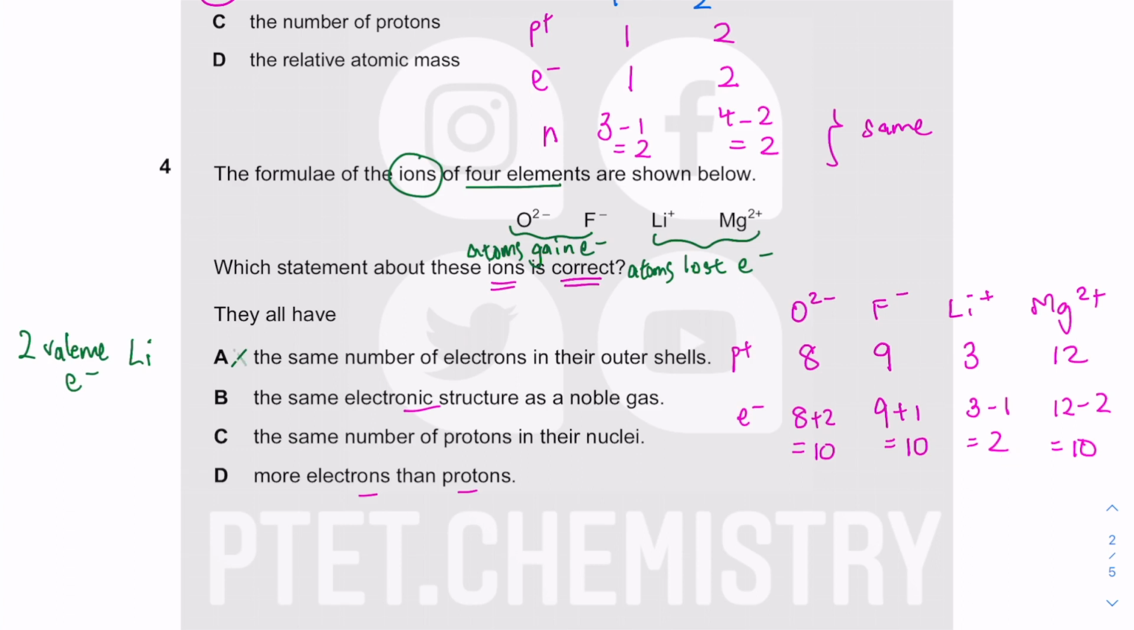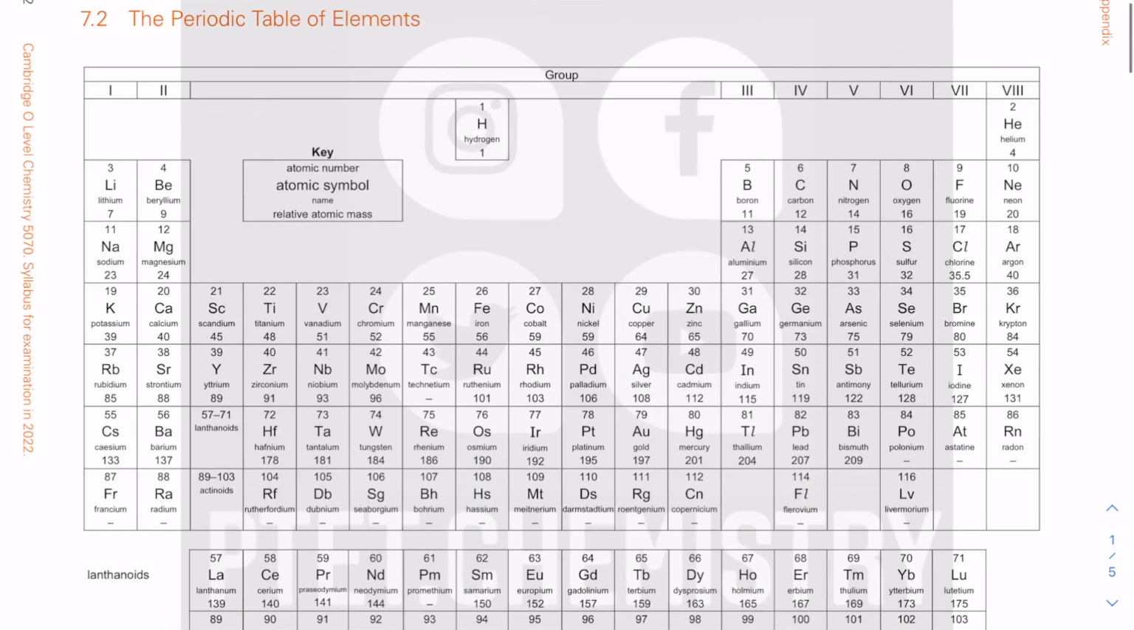Alright. How about B? The same electronic structure as a noble gas. So O2 minus has 10 electrons. Oxygen gains 2 electrons and becomes 10 electrons. The noble gas helium will have 2 electrons because the atom will have an equal number of protons and electrons. A neon atom will have 10 electrons because a neon atom will have an equal number of protons and 10 electrons, because in an atom there is no overall charge.